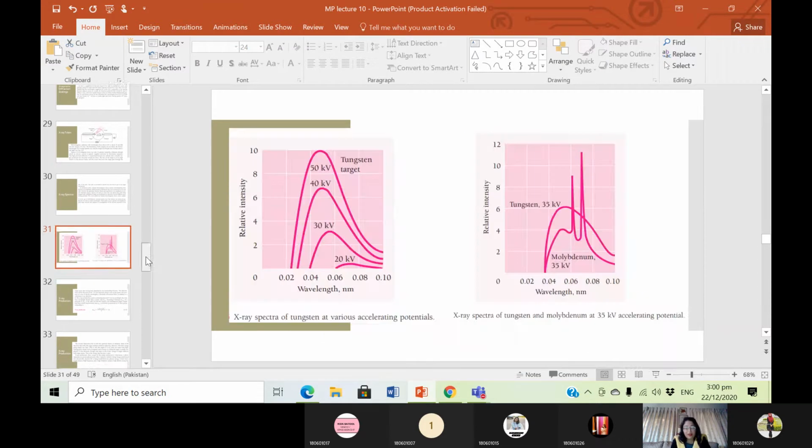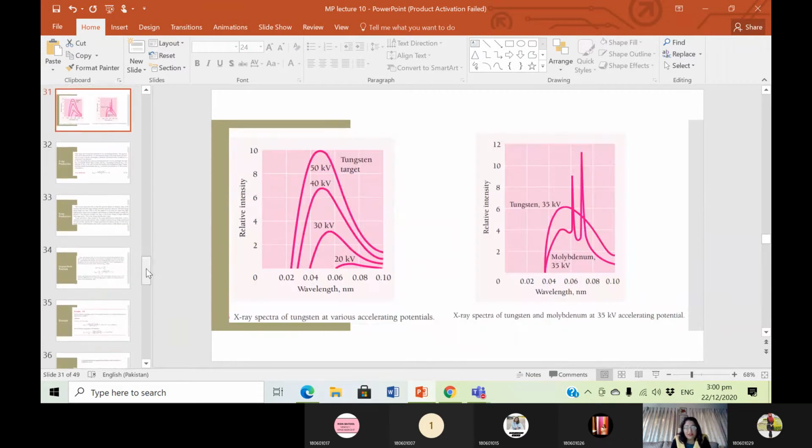So we saw two spectra over here for two different materials. This is for one material, tungsten, and as we increase the accelerating potential, this is how the intensity of the X-ray is going to vary. And we had another graph for X-ray spectra for two different materials at one particular accelerating potential, which is 35 kilovolts, okay? And we saw that this is the X-ray spectra as it appeared.